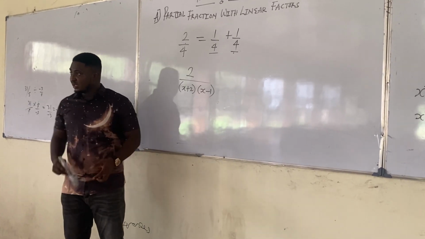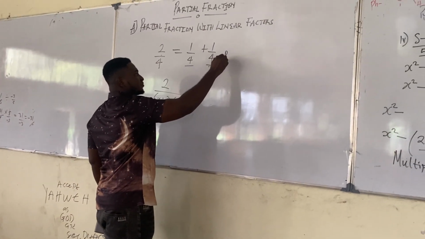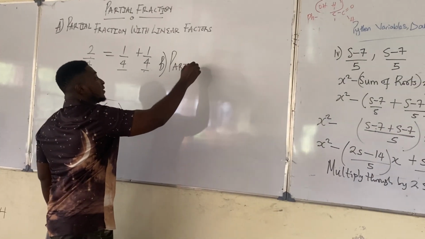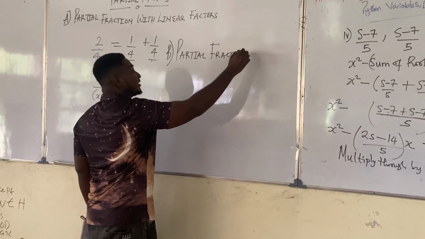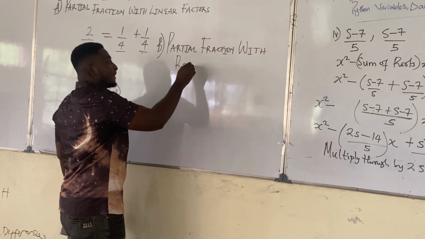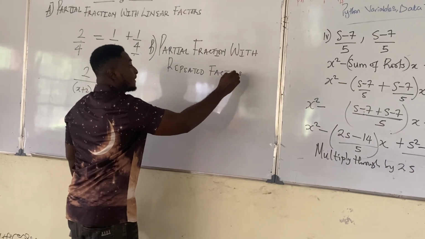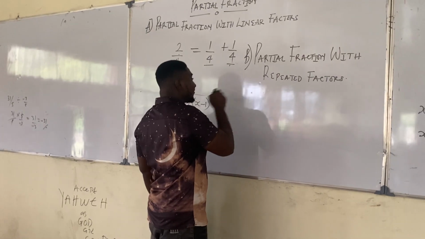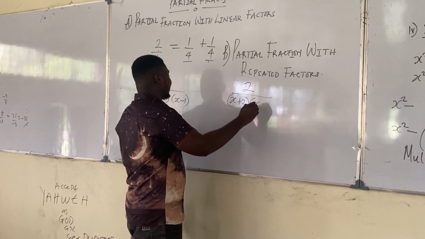Class, we can also have what we call partial fraction B. Remember we said we have three classes of partial fraction, right? Partial fraction with repeated factors. Class, in this scenario, let's give an example of this. This same fraction, we're going to write it 2 all over x plus 2 and x minus 1 all squared.